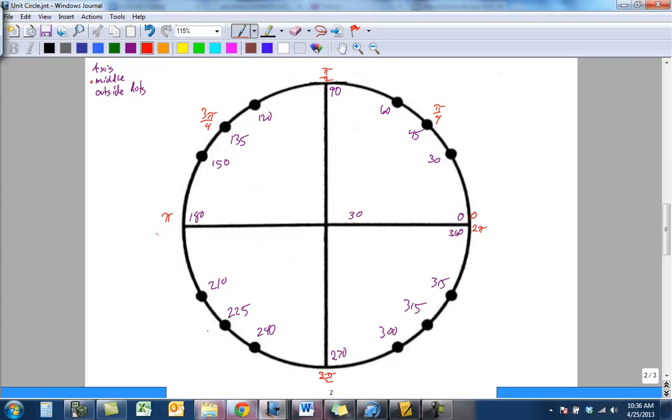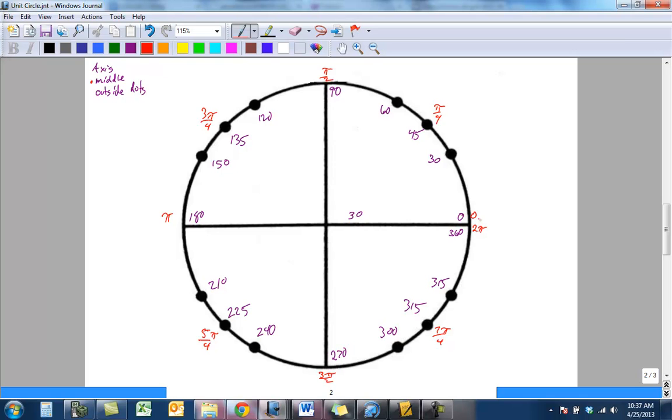The axes act as a benchmark or a checkpoint. 4 fourths. This is 5 pi fourths. 6 fourths reduces to 3 halves. 7 pi fourths. 8 pi fourths.